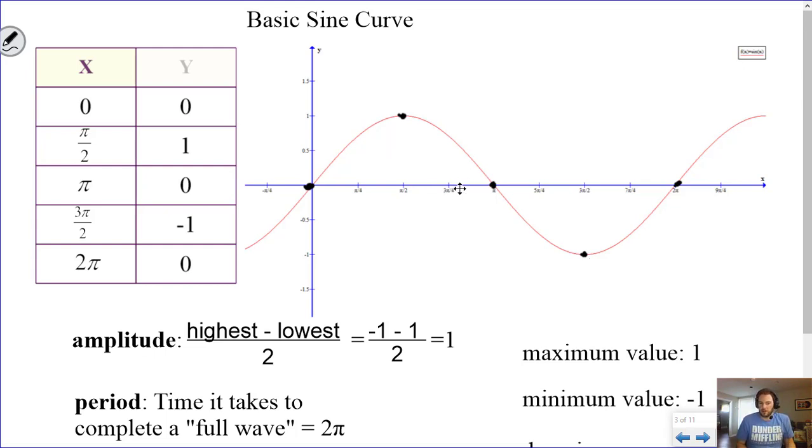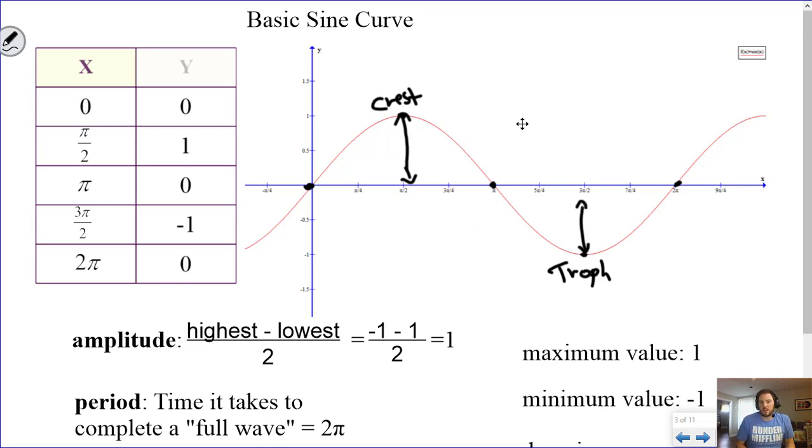I mentioned amplitude earlier. Again, amplitude is the distance from the highest point of our graph, which we call the crest, or the lowest point of my graph, which I believe is spelled trough, to the middle. So it's the distance from my crest to the middle of my graph, or from the trough to the middle of the graph.